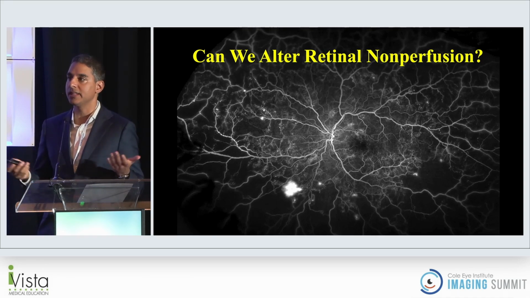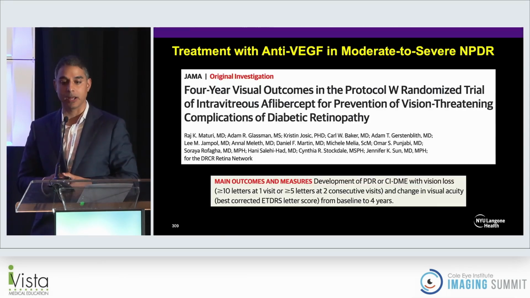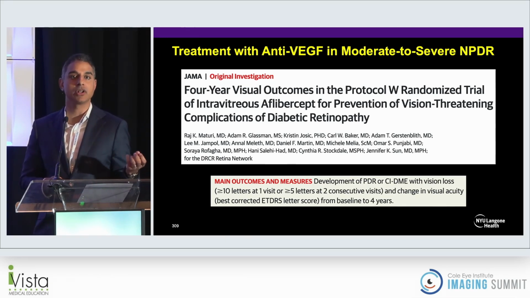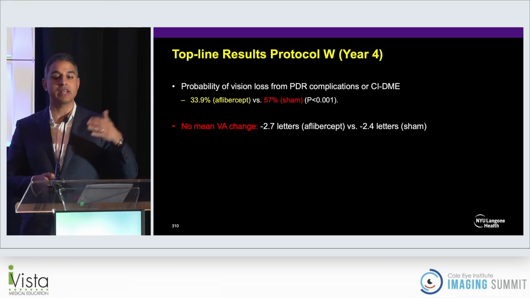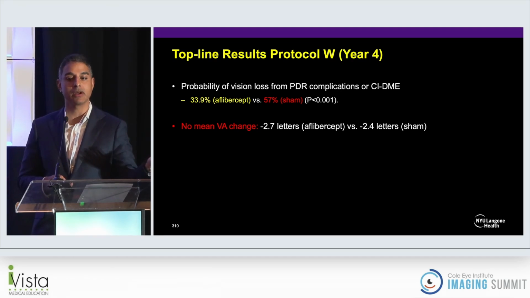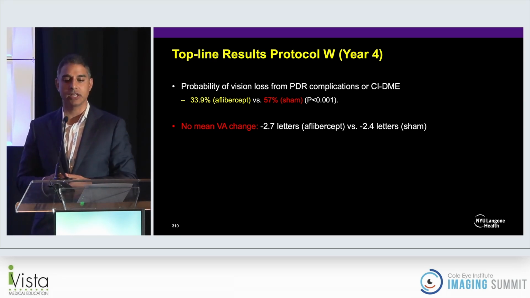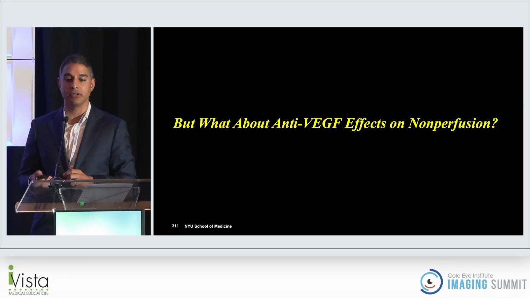But the major question is, can we alter this? Is there something that we can do that's actionable to sometimes reverse or modify non-perfusion? And the big question is, does anti-VEGF alter this non-perfusion? Well, we have a lot of data on the prophylactic intervention of anti-VEGF for patients with moderate to severe NPDR. This comes from Protocol W, and the top-line results going out to 4 years show that certainly the probability of vision loss from PDR complications or center-involving DME is lower for those receiving anti-VEGF relative to sham, but there happens to be no visual acuity benefit. But that doesn't answer the question about anti-VEGF effects on non-perfusion.